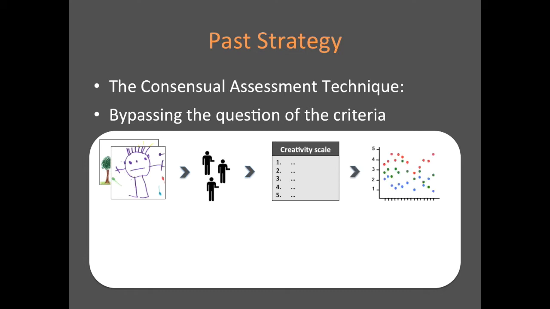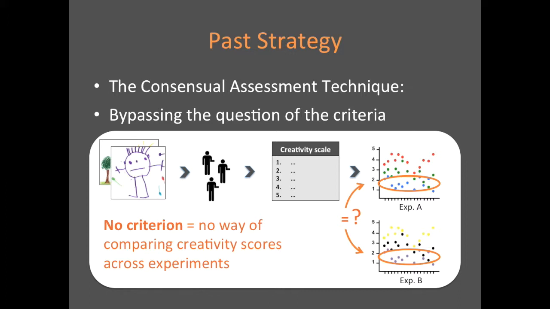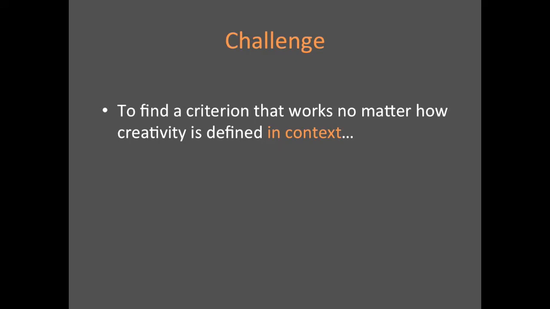of their ratings. Now, the downside of this technique is that precisely because it does not tell us anything about the criteria that people use, there is no way to compare creativity scores across experiments. That is, we do not know if a score of 2 in one experiment equals a score of 2 in another experiment, which then considerably limits our ability to detect what facilitates or hinders creativity. In short, here is the challenge. We need to find a criterion that works no matter how creativity is defined in context.